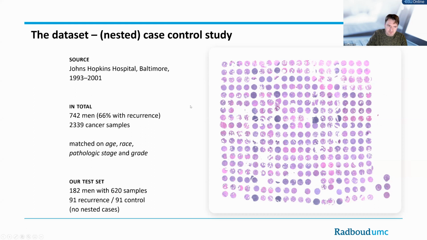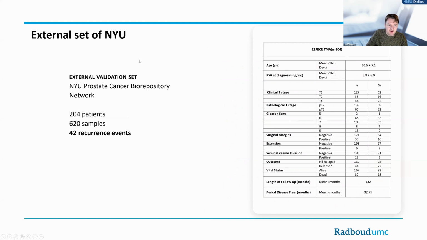So what we took was a data set from Johns Hopkins Hospital in Baltimore, which was a very interesting data set for us because it was matched recurrence versus non-recurrence on age, race, pathological stage, and Gleason grade. So in the recurrence group, you had the same distribution of Gleason grades as in the non-recurrence group. If you train an AI algorithm to predict recurrence based on this, you would expect that the algorithm has to pick up things that are not in the Gleason grading system. We validated that on a more typical data set from New York University, which had 204 patients and 42 recurrence events.